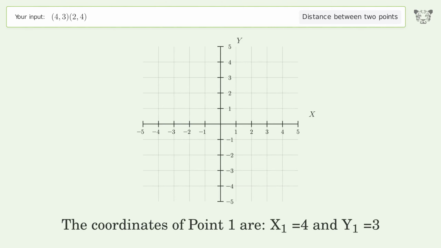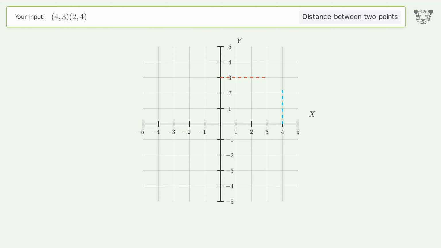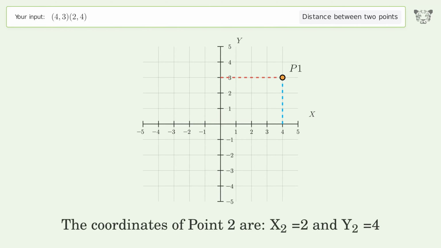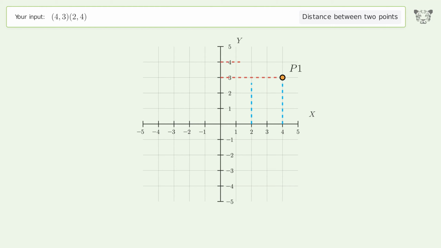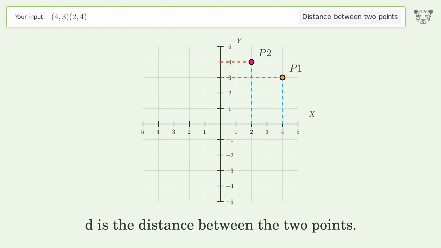The coordinates of point 1 are x1 equals 4 and y1 equals 3. The coordinates of point 2 are x2 equals 2 and y2 equals 4. D is the distance between the 2 points.